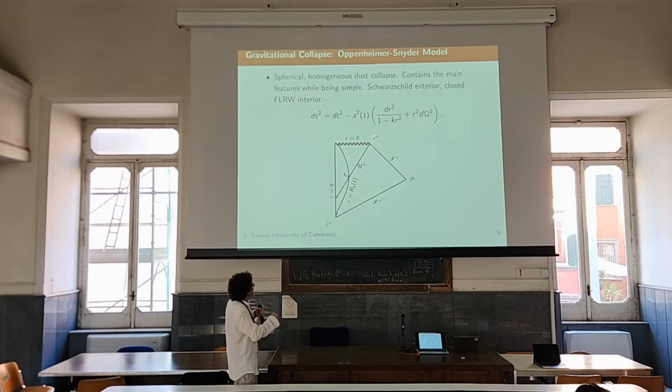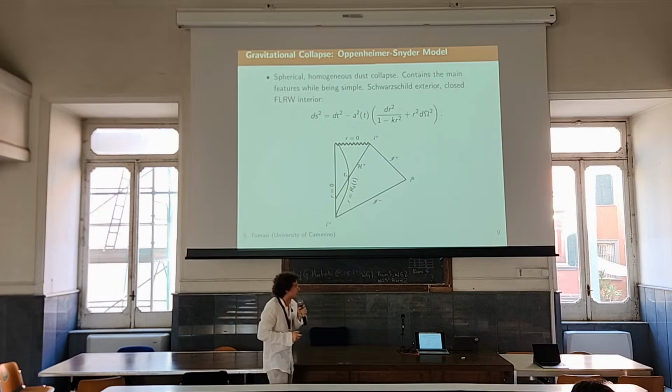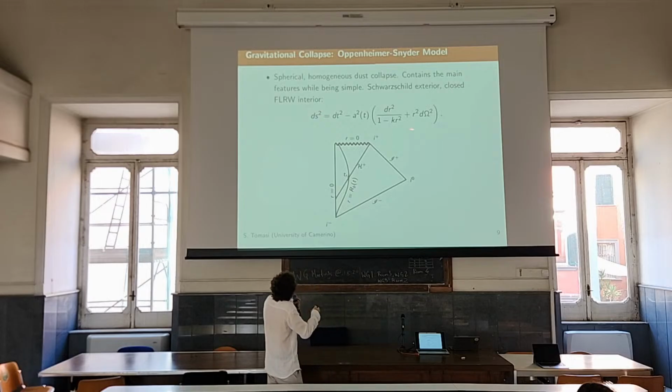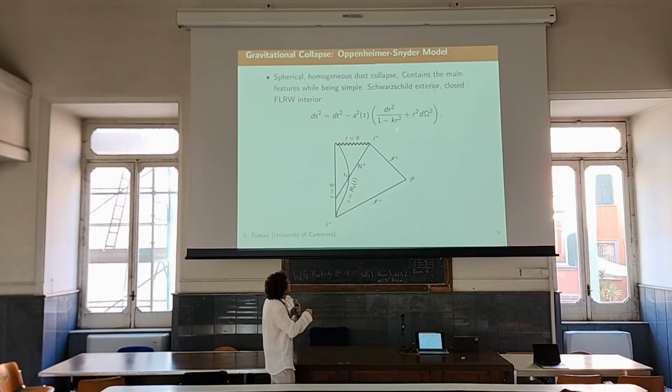So the formation of the horizon, which is this line called H+, and the eventual ending of all world lines into the singularity at r equal to 0. This line represents the world line of the surface of the matter sphere, and eventually it collapses. In this model, the exterior is Schwarzschild, as we know from the Birkhoff theorem, and inside we have a Friedmann-Lemaitre-Robertson-Walker metric with a positive spatial curvature, which is related to the density of the dust cloud.